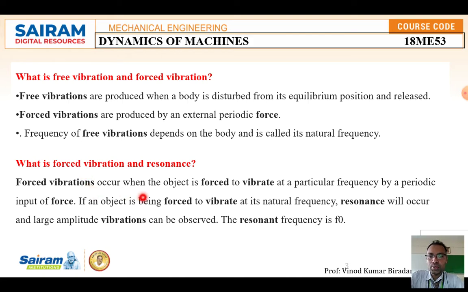If an object is forced to vibrate at its natural frequency, resonance will occur, that is, when omega is equal to omega n. To reduce resonance we need to study this forced vibration. At the same time, a large amplitude of vibration can be observed in that element. So this is the difference between free vibration and forced vibration.